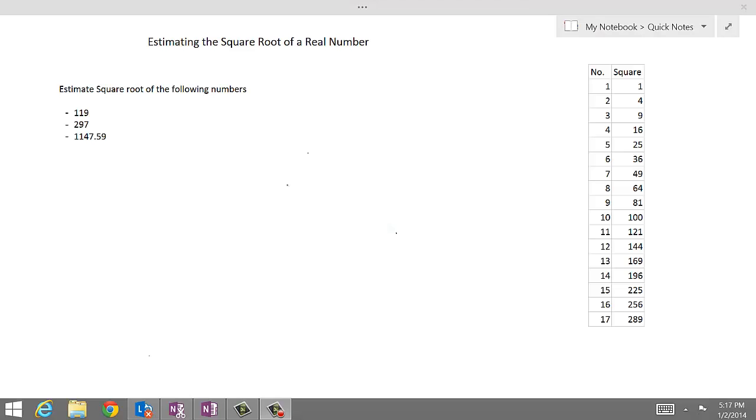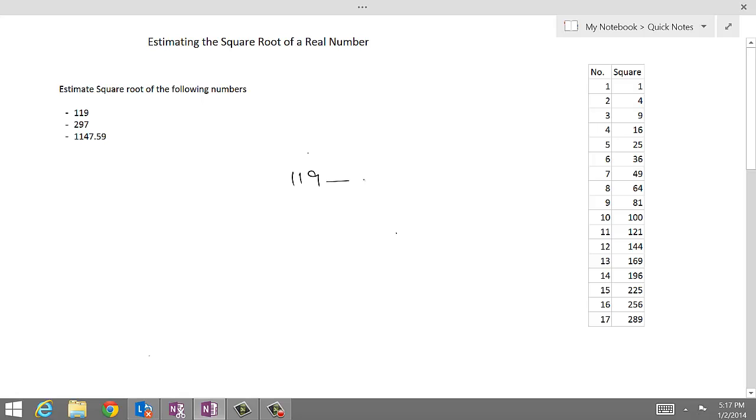Estimating the square root of a real number. Sometimes a calculator is not in our access, or we are simply not allowed to use one, and we need to estimate the square root of a given real number. For example, we have the number 119, for which we want to find an estimated square root. For this purpose, we are going to find which two perfect squares are on either side of 119.